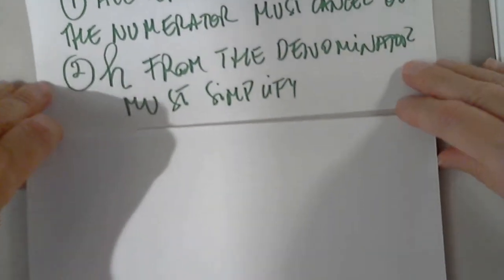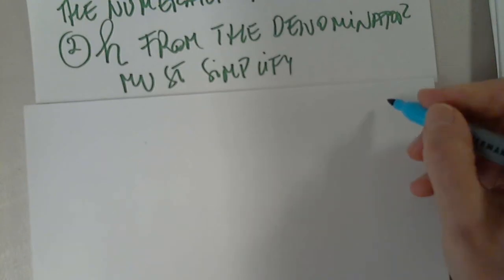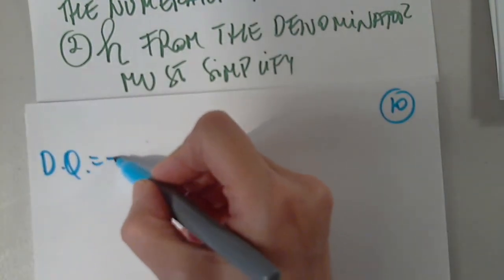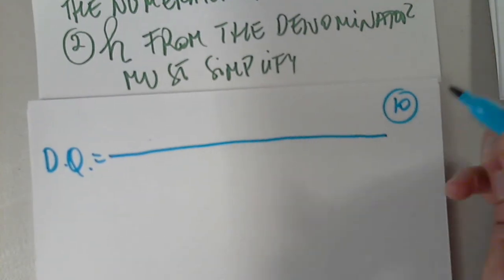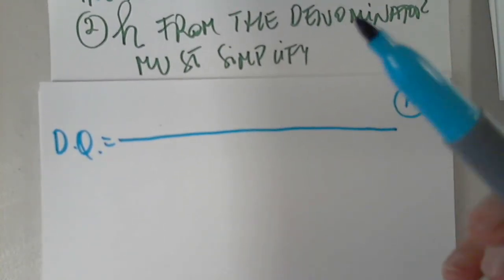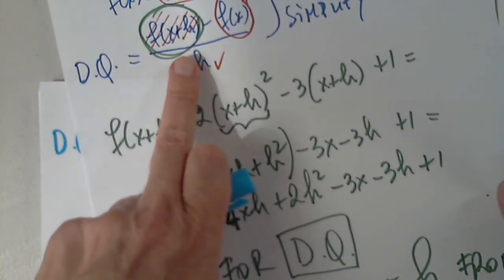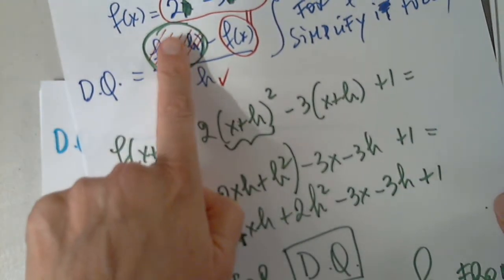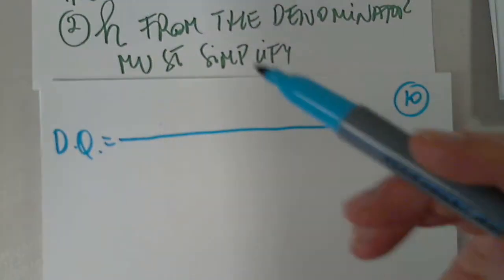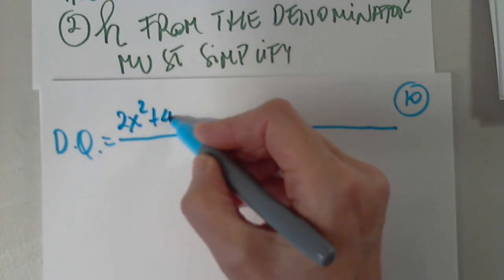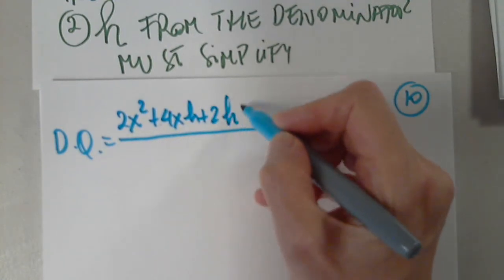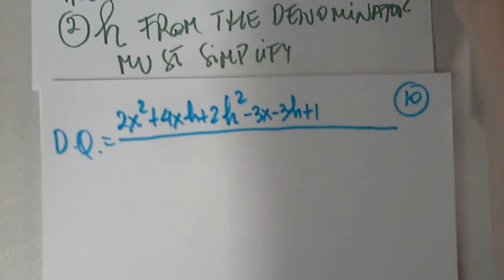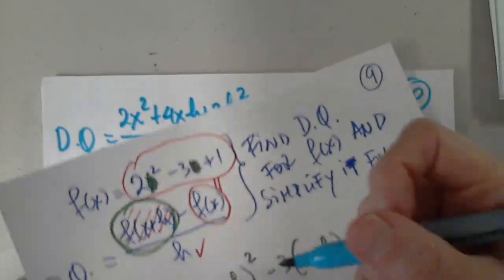Okay, and we're ready now, I think, to finish it up. So then the difference quotient for this function. Watch me run out of room, I always do. So I copy f of x plus h, which is all this, simplified: 2x squared plus 4xh plus 2h squared minus 3x minus 3h and plus 1. So I only copied this.